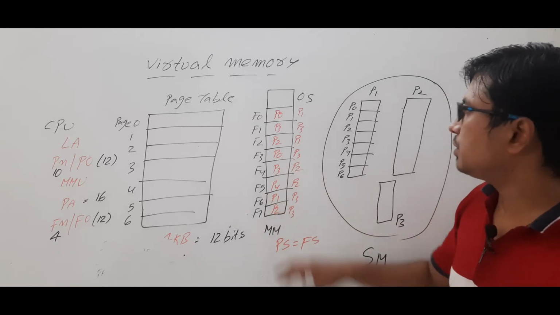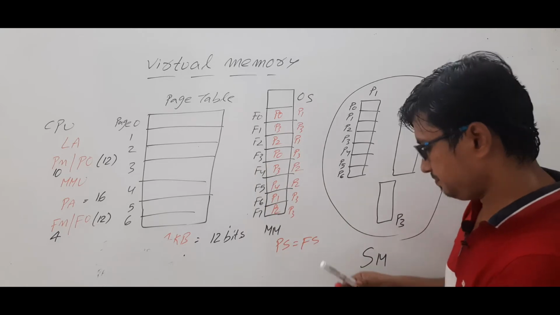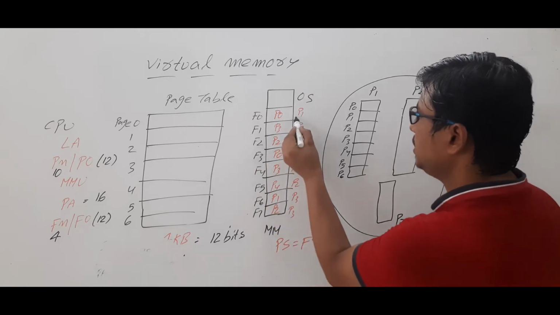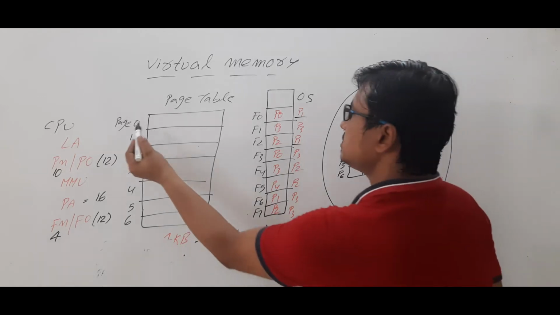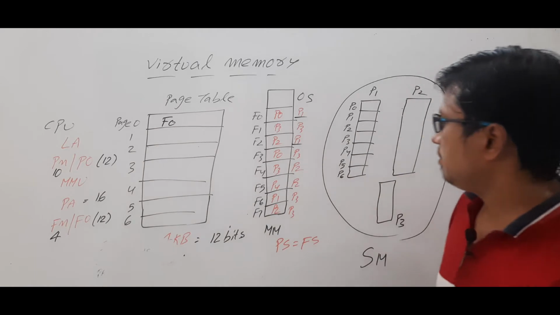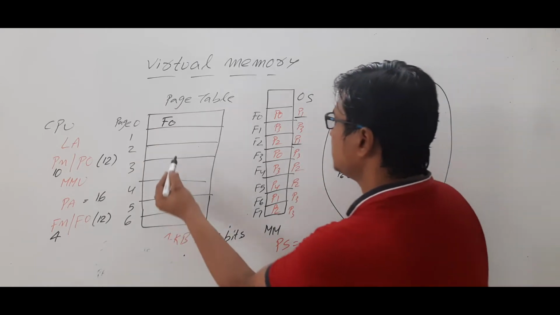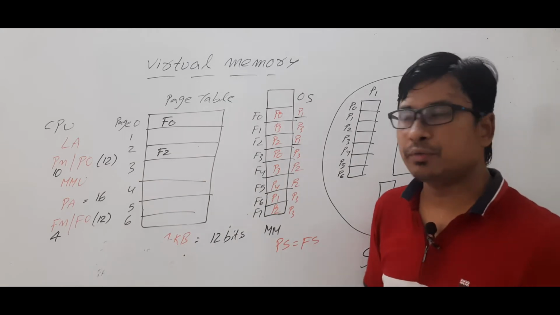Now if you look at process P1, what pages are there? Page number 0. Let's keep it here. For process P1, page number 0 and page number 2 are available. So page number 0 is available in frame number 0. Page number 2 is available in frame number 2. Is it clear?